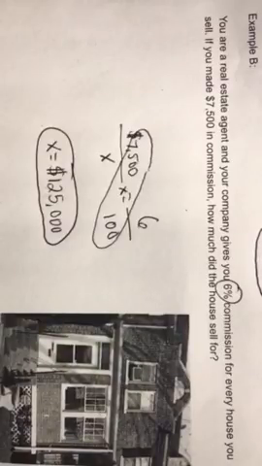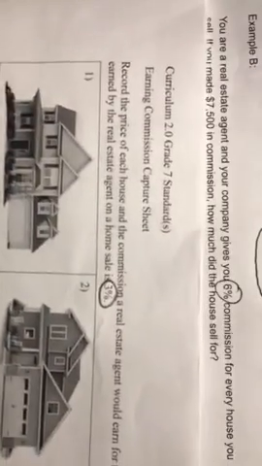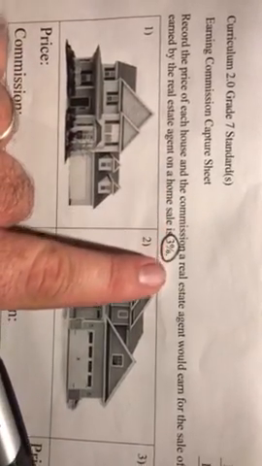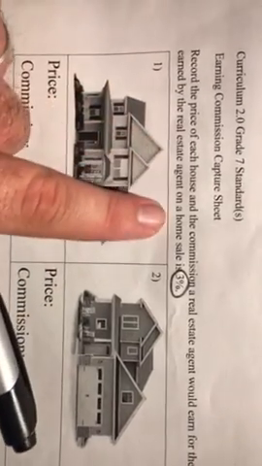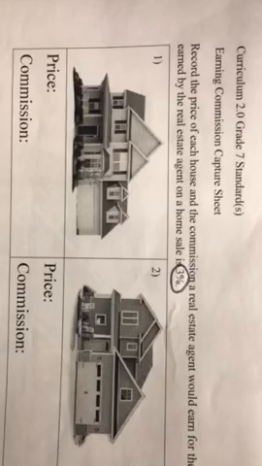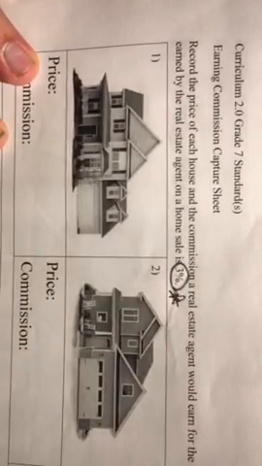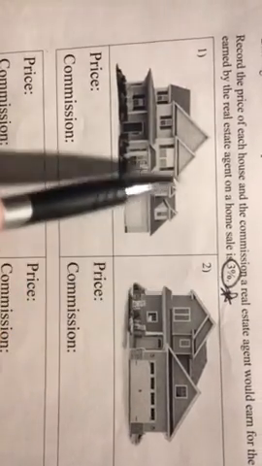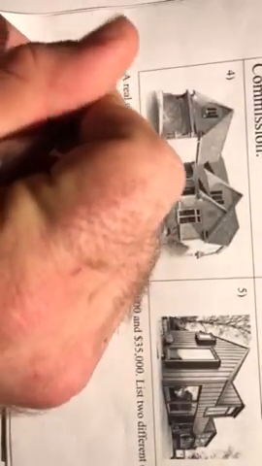Using this information and these notes, I want you to complete the packet that has 6 houses. Notice that on this packet with the houses, it says record the price of each house and the commission that a real estate agent would earn for the sale of the house. The average commission earned by the real estate agent on a home sale is 3%. This is important. That is the commission you're going to use for each one of these houses. So you're going to operate on 3% commission for houses 1, 2, 3, 4, 5, and 6. Don't forget to answer the last question at the end.